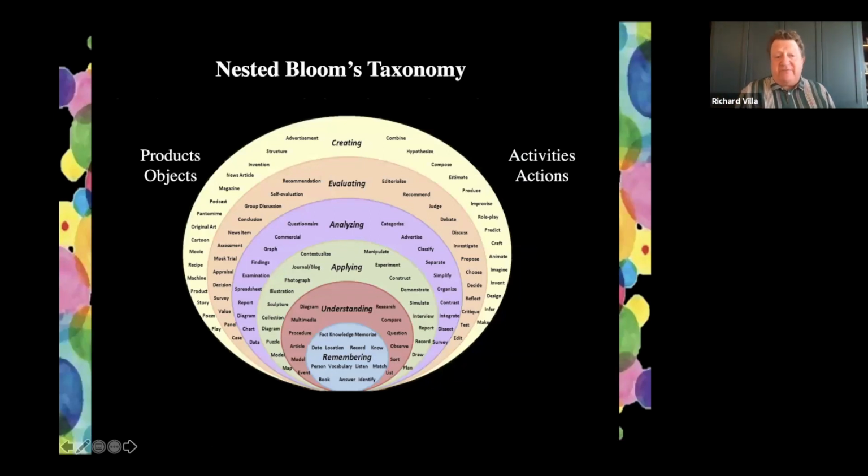One of the best representations of the revised Bloom's taxonomy is called the nested Bloom's taxonomy. You can easily find this with a Google search. What's so great about it is you have the activities and the actions, right? The verbs over there on the right, and you have product objects over on the left. Notice that knowledge is remembering, comprehension, understanding, applying, analyzing, evaluating, and creating is synthesis.